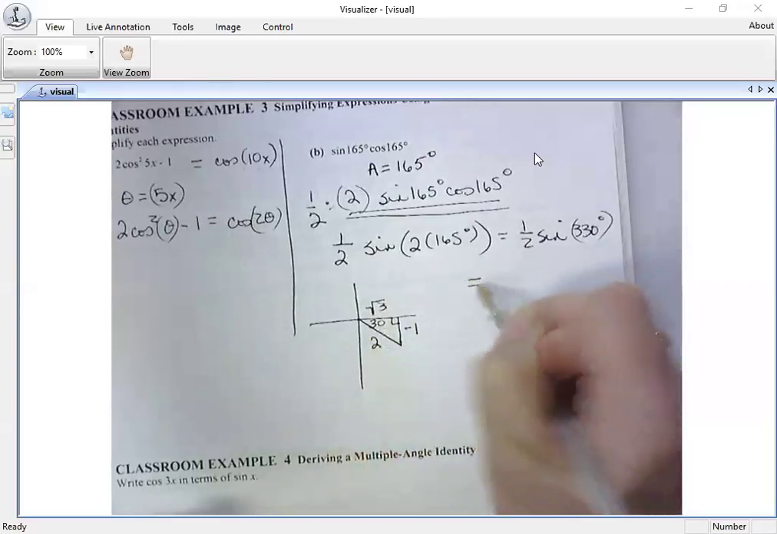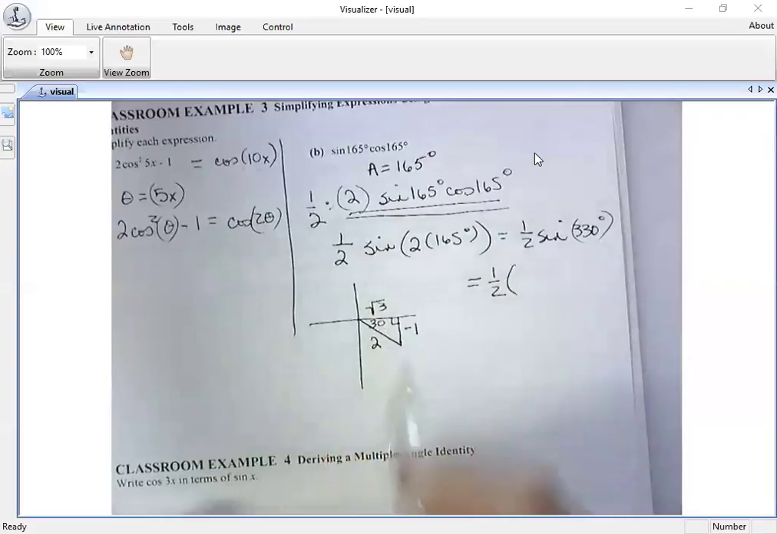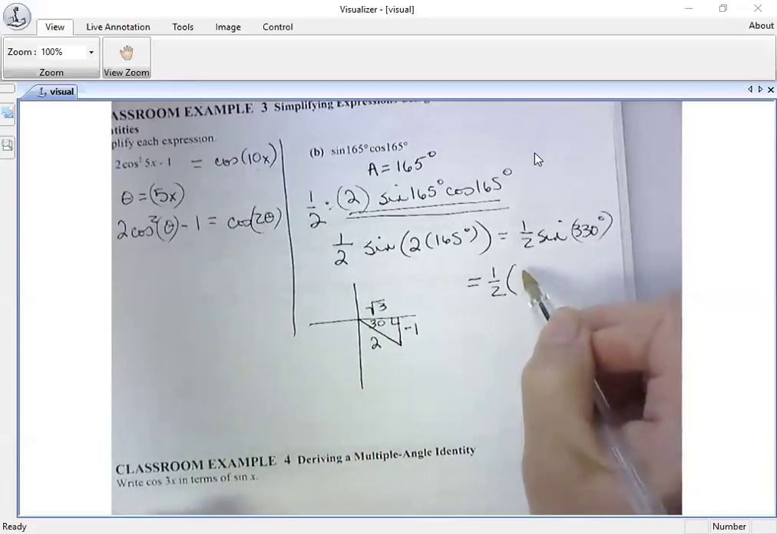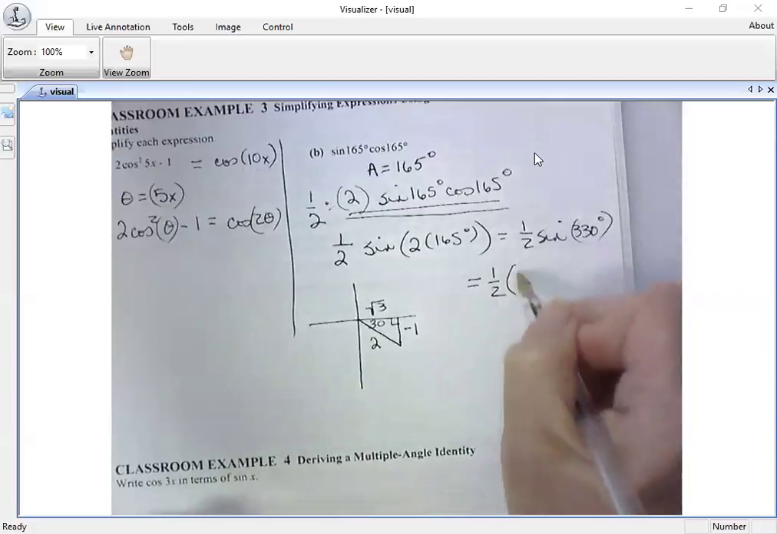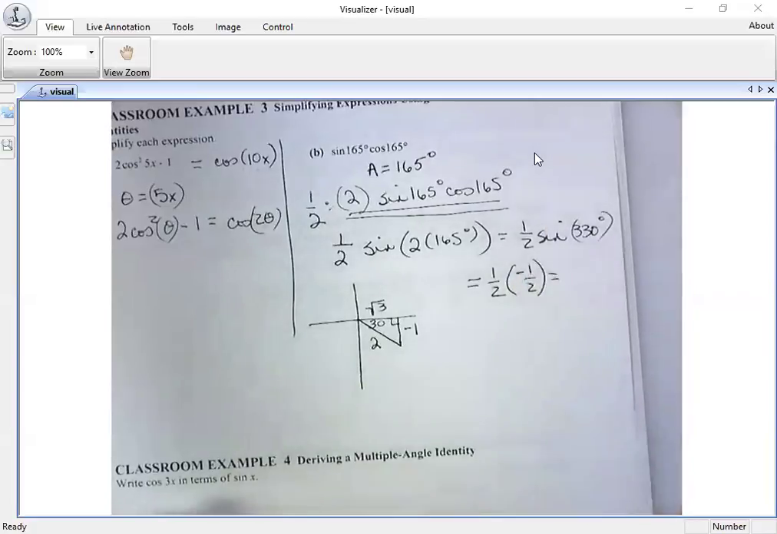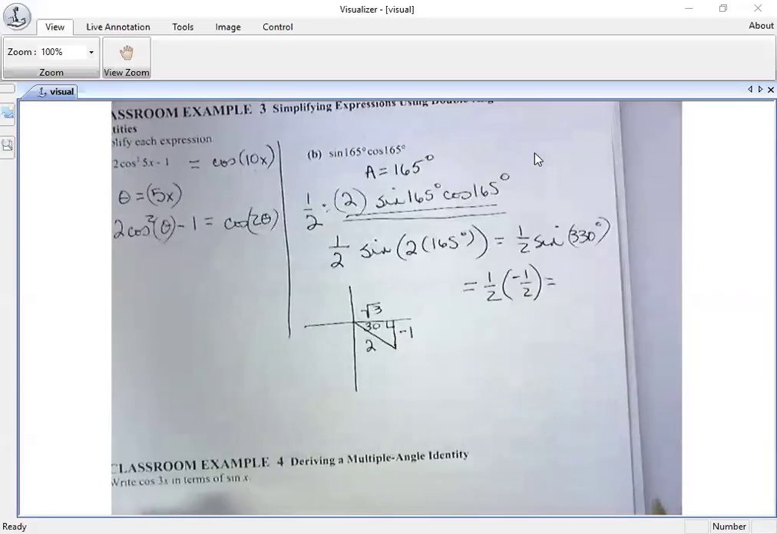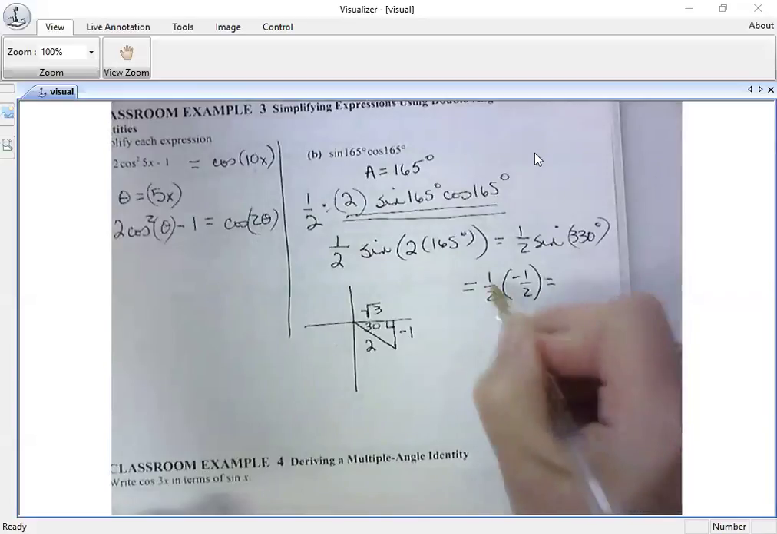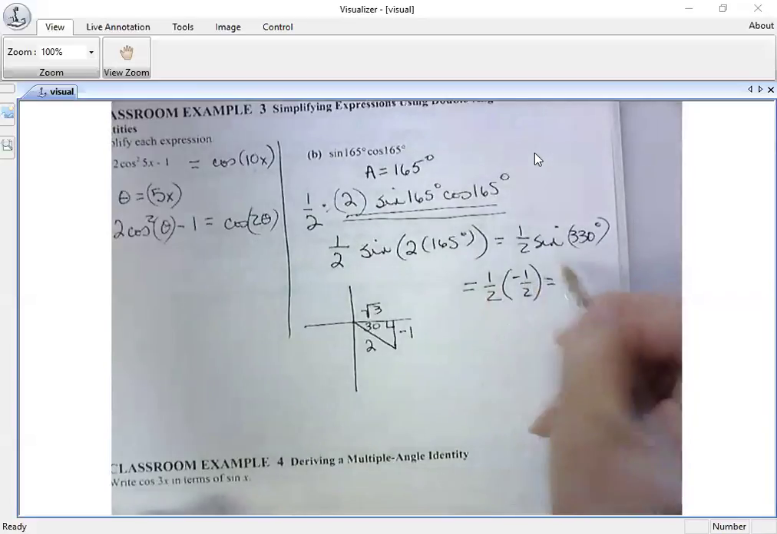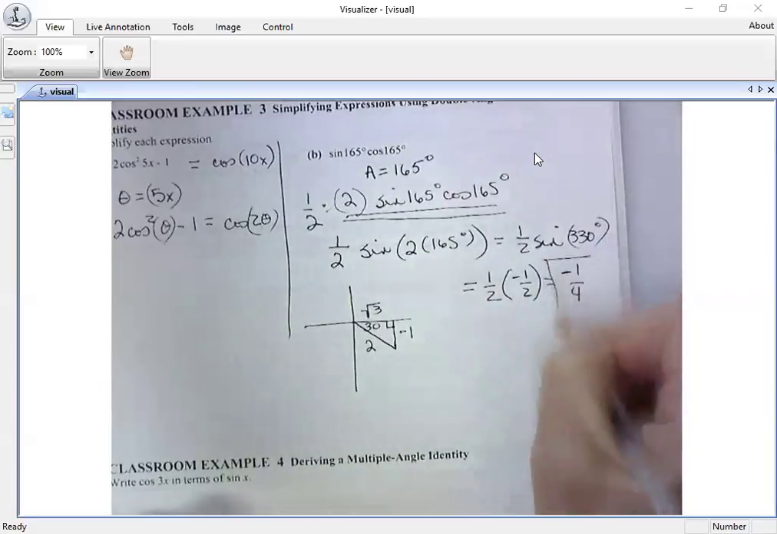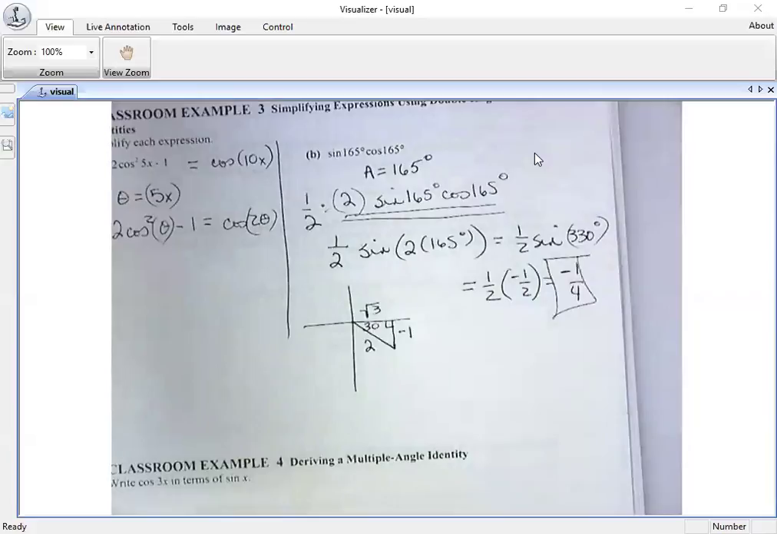So this would equal 1/2 times, how much is the sine of 330? -1/2. So that's equal to what? Oh, come on, just multiply. 1/2 times -1/2 is? Yeah, you multiply positive times negative, it stays negative, and then multiply straight across. Yeah, -1/4, that's it. Make sense?